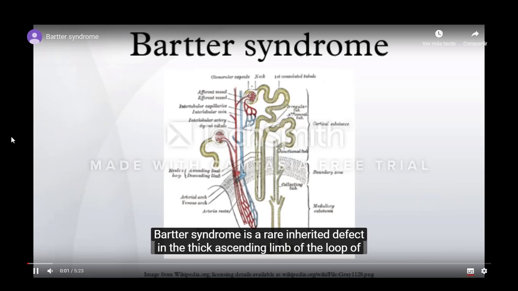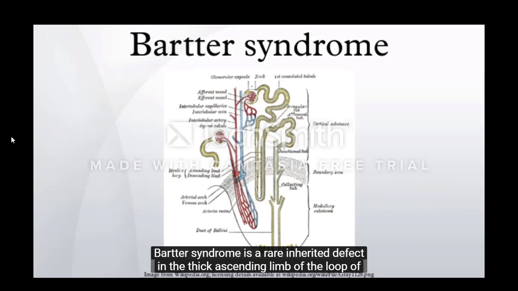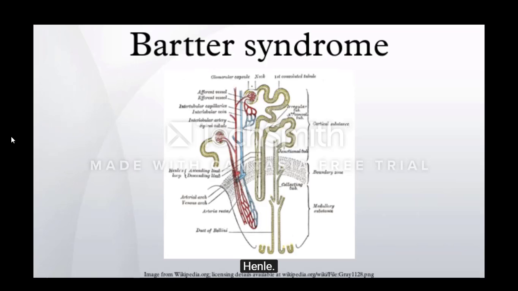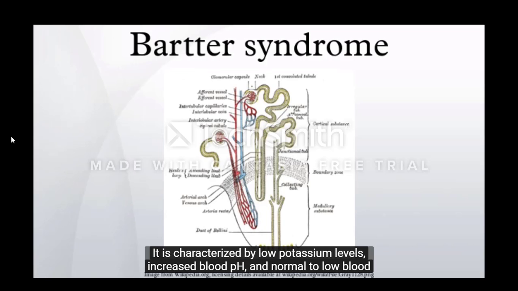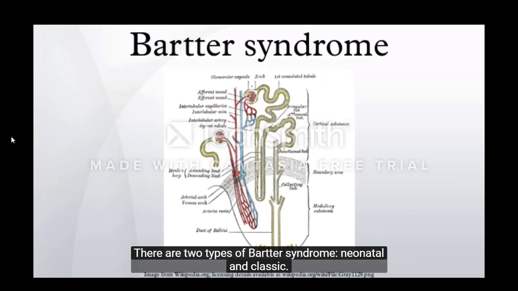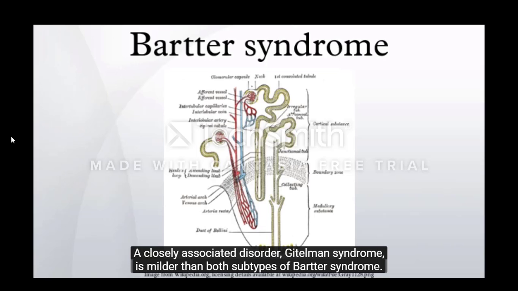Bartter syndrome is a rare inherited defect in the thick ascending limb of the loop of Henle. It is characterized by low potassium levels, increased blood pH, and normal to low blood pressure. There are two types of Bartter syndrome, neonatal and classic. A closely associated disorder, Gitelman syndrome, is milder than both subtypes of Bartter syndrome.